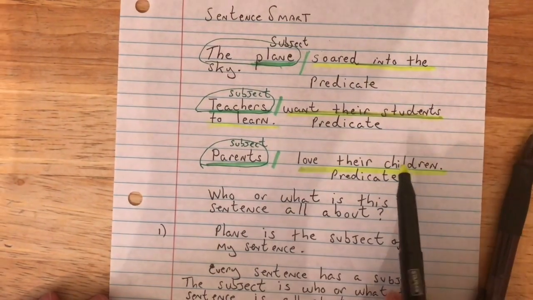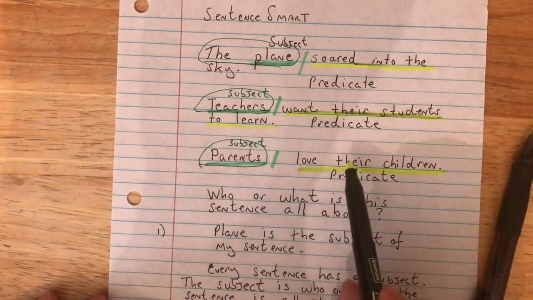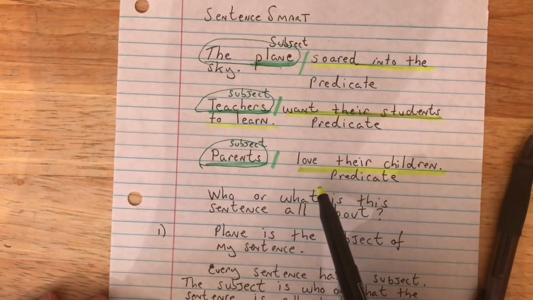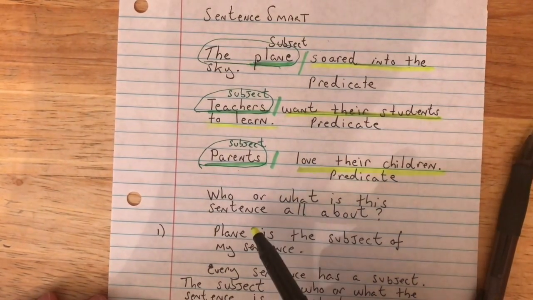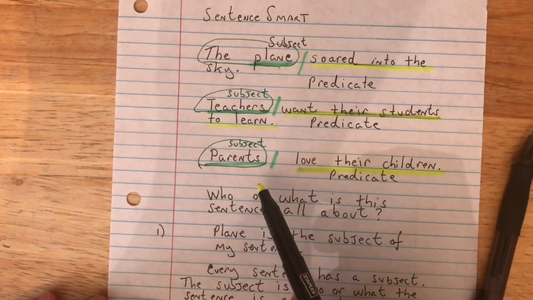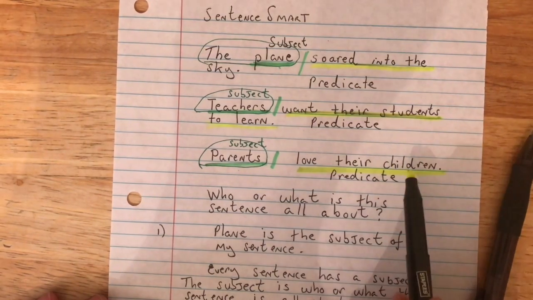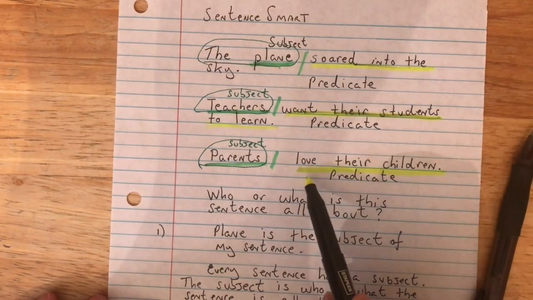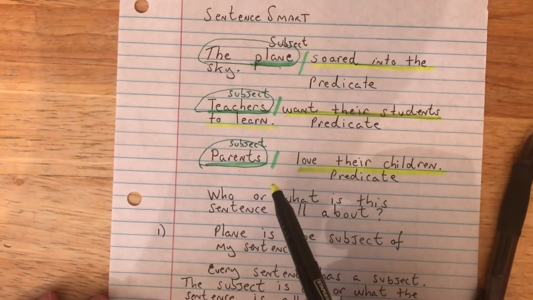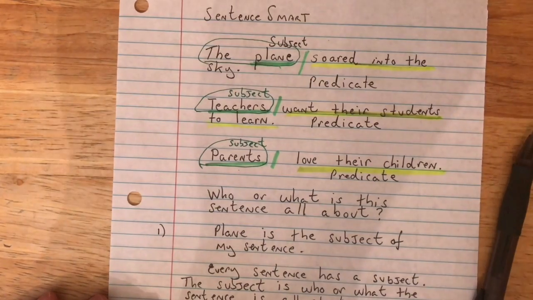Parents love their children. This is my subject part. But this part is going to be my predicate part. I'm saying something about the parents. What am I saying about parents? They love their children. And so whatever I say about the subject is my predicate.